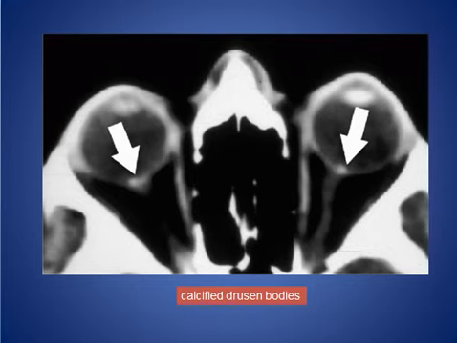Here is another patient with bilateral calcification of the optic head of the optic nerves, and we call it drusen. Drusen are usually bilateral, located at the level of the optic nerve head, and found in less than 1% of the population, and may be familial.